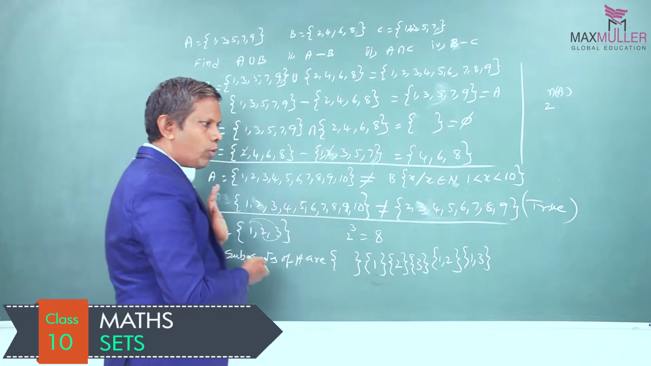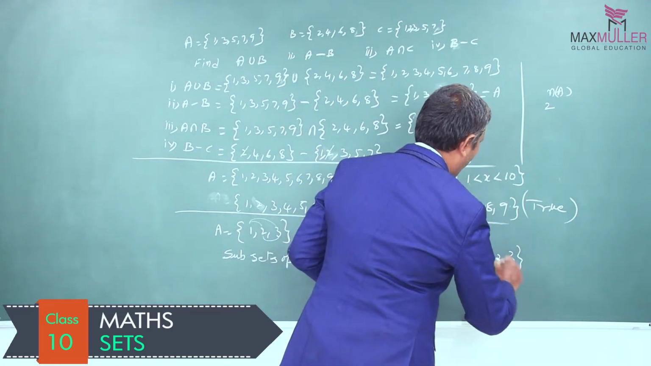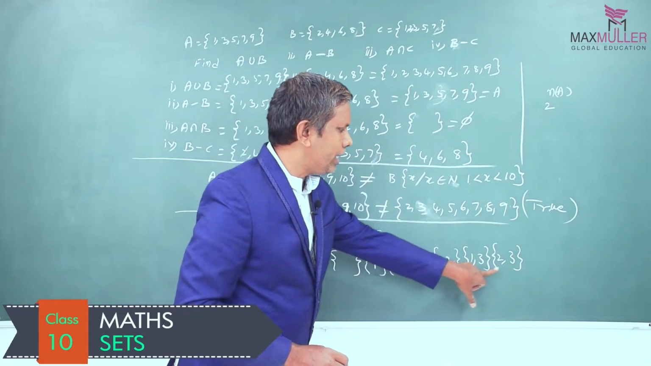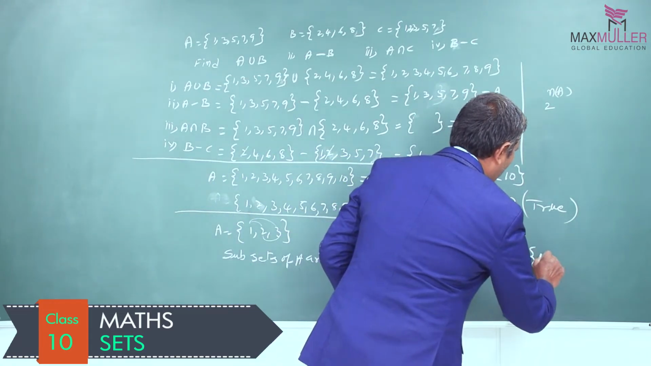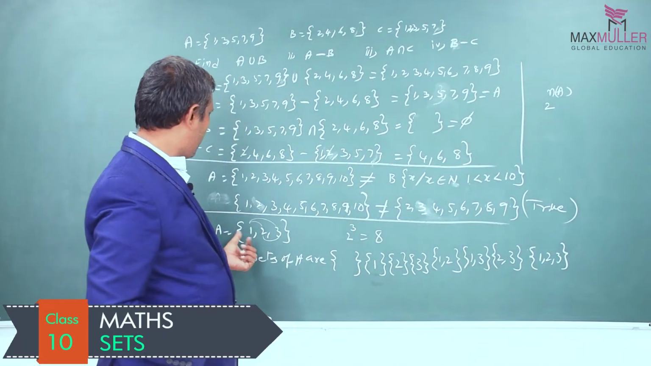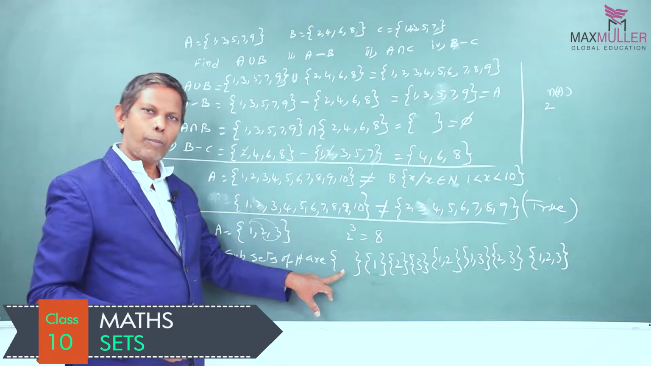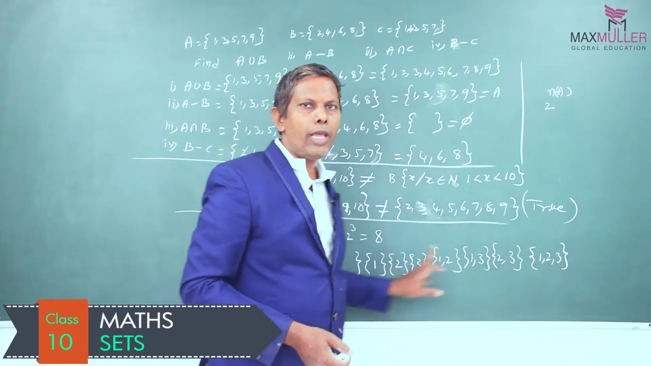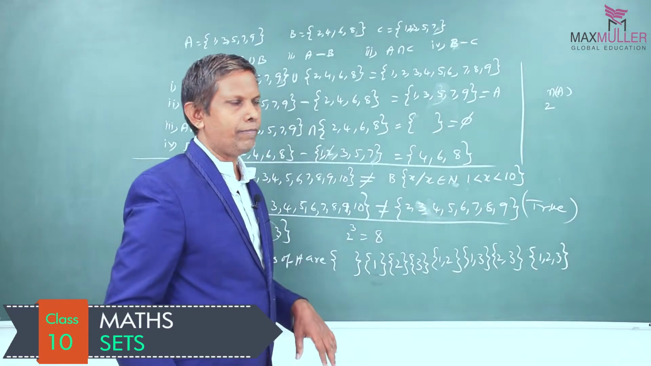Next one is 2, 3. Don't come back to 2, 1. Don't write that. 1, 2 or 2, 1, both are the same only. And 2, 3. Now we can count here: 1, 2, 3, 4, 5, 6, 7. But finally we have one set, that is 1, 2, 3, all the elements, the same set A. This is known as phi, and this is known as itself. Phi and the set itself are subsets for every set.